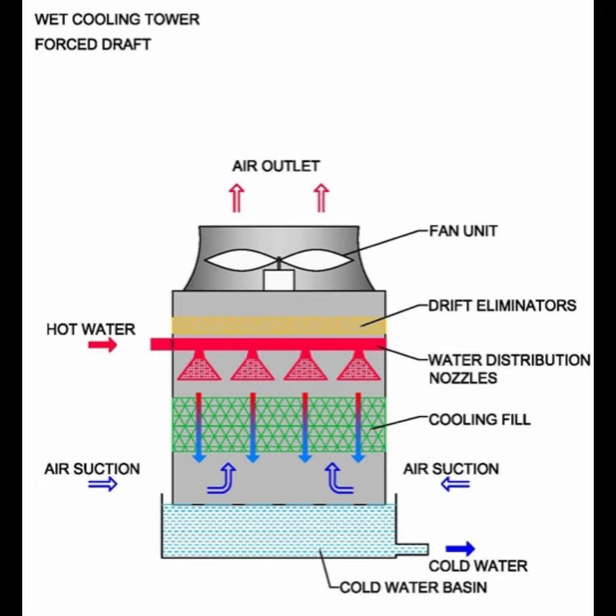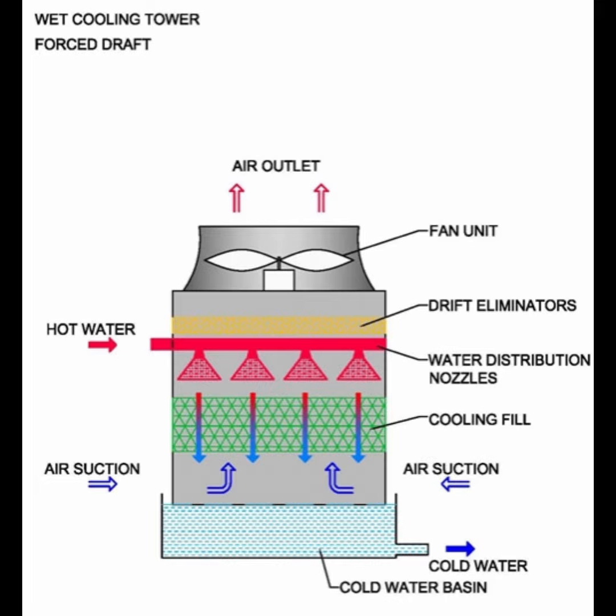Air suction. A fan unit, located at the top in this diagram, draws ambient air into the cooling tower from the bottom sides. This is characteristic of a forced draft system, where the fan pushes air into the tower. Air outlet. The warmed, humid air, now laden with evaporated water, exits the top of the tower.